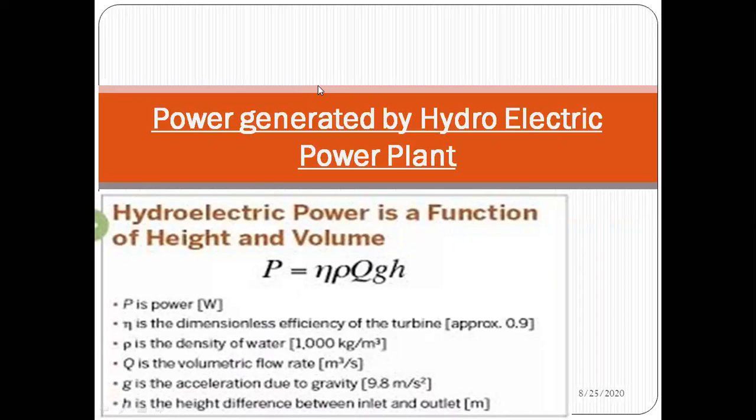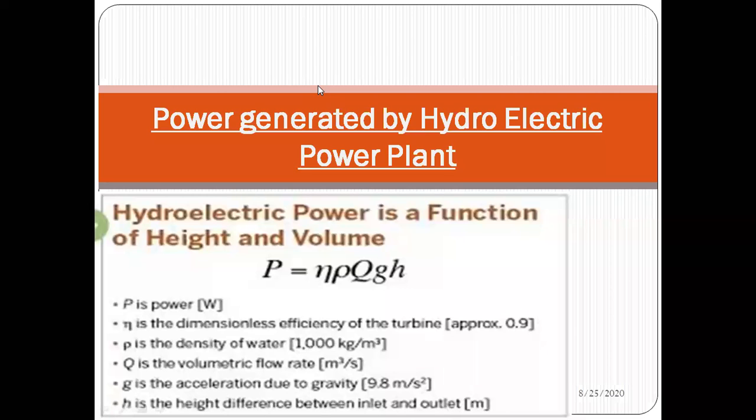Q is the volumetric flow rate. Volumetric flow rate means at what flow the water is striking the jet of the turbine so that the turbine will start rotating. G is acceleration due to gravity. There is a constant value, 9.8 meter per second.